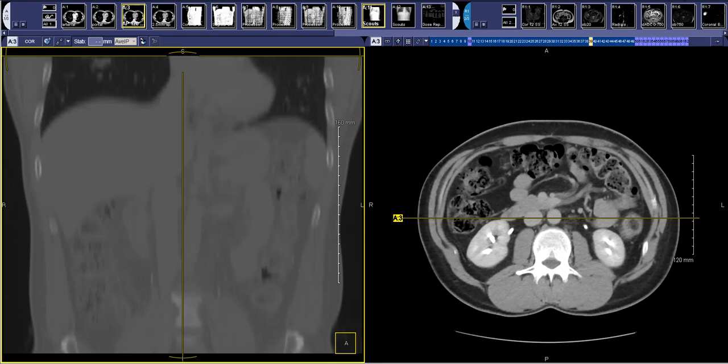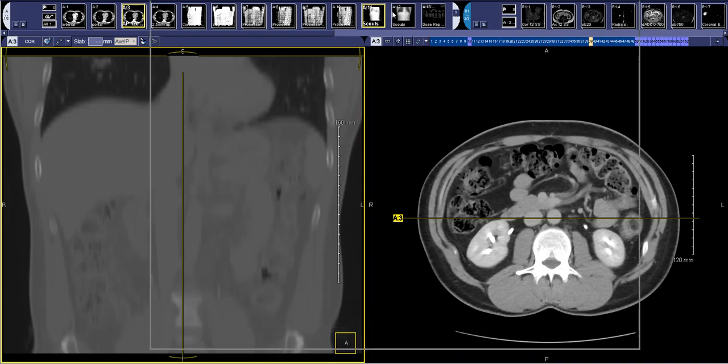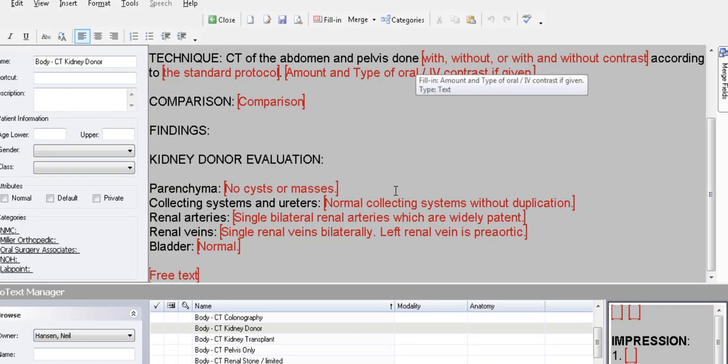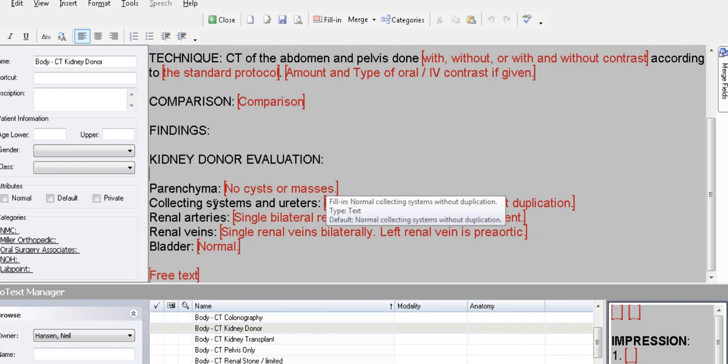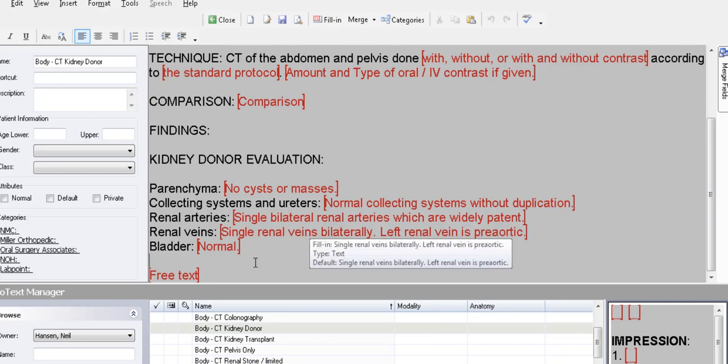We have a template for reporting these studies because they are asking for very specific information, and I'll tell you that the first thing you should do for a kidney donor is look at the renal parenchyma, comment on the presence of cysts or masses, look at the collecting systems and ureters, make sure they aren't duplicated, count the number of renal arteries on each side and look for early branching, and look at the renal veins and describe especially the left renal vein and its anatomy related to the aorta. Always look at the bladder also, just to make sure there's not a cystocele or a ureterocele.